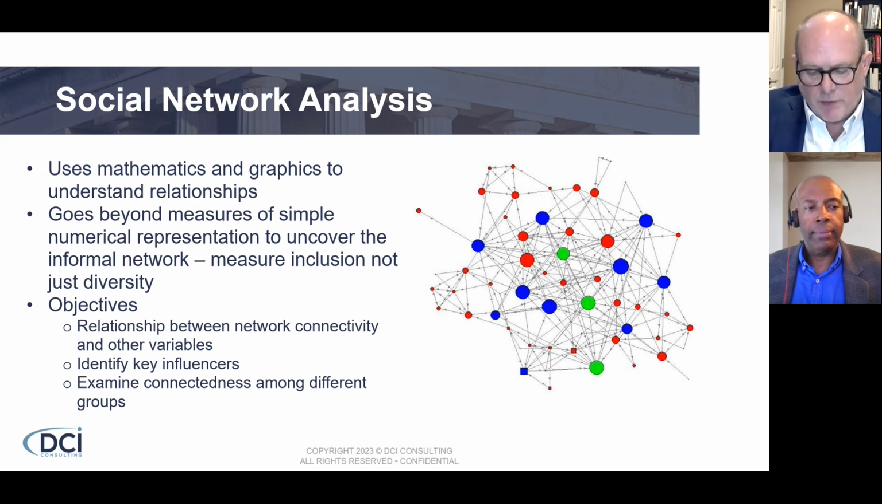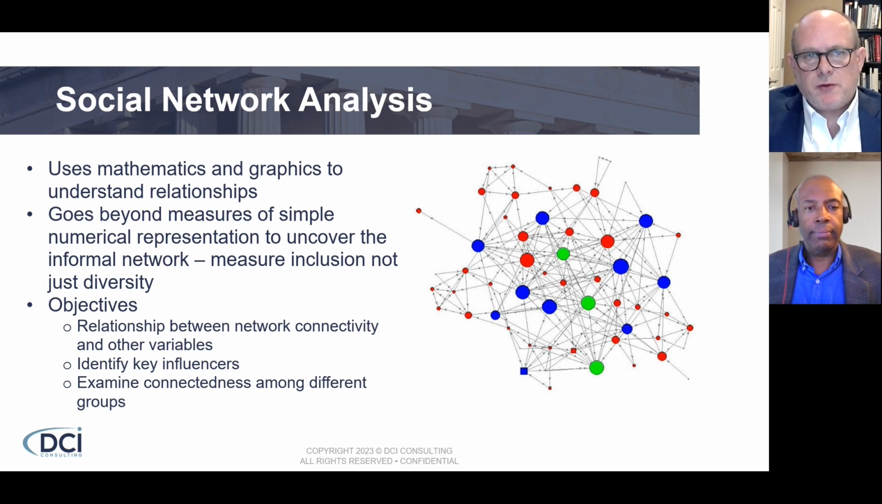So we can gather and leverage information about patterns of communication to help uncover relationships between people and those key influencers. This analysis goes beyond the simple measures of a numerical representation of an employee engagement survey, or the results of qualitative analysis, to uncover the informal communication network within an organization. By doing this, we measure not just diversity, but also inclusion. So basically, are people aware of the goings on and daily business within an organization?